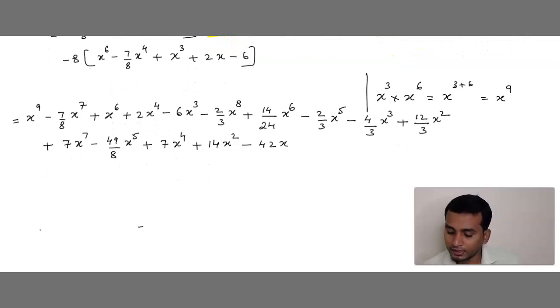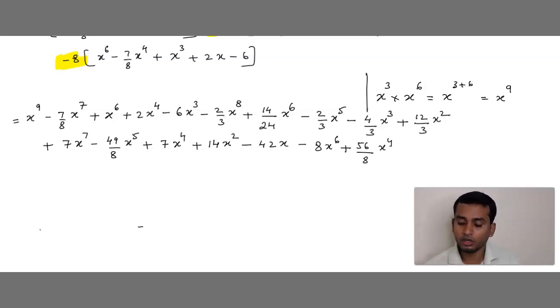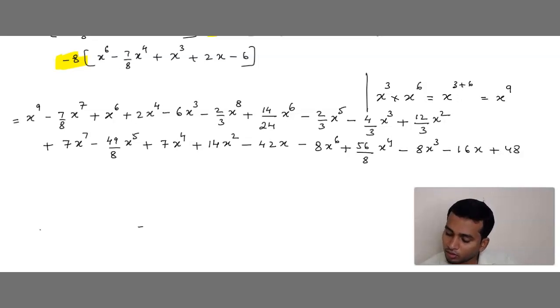Now let me multiply this. Minus into plus is minus. Now we are multiplying minus 8 with the rest of the terms. That is nothing but minus 8 x power 6. Minus into minus is plus. 7 8s are 56 by 8 x to the power 4. Minus into plus is minus. 8 into x cube is 8x cube. Got it? Again minus into plus is minus. 8 2s are 16x. Minus into minus is plus. 8 6s are 48.